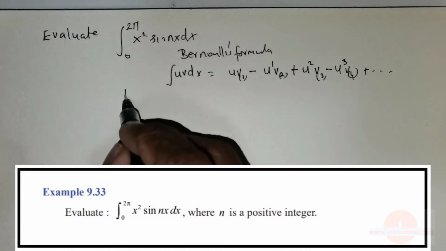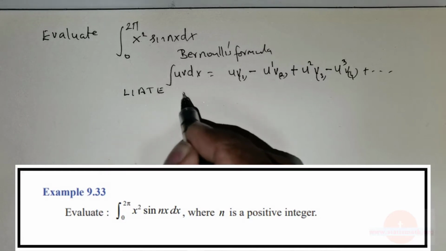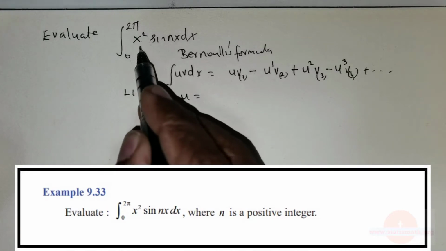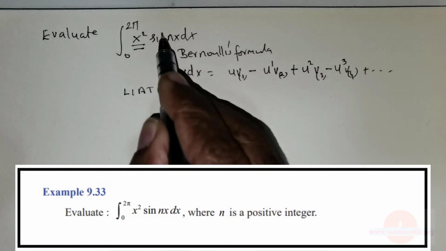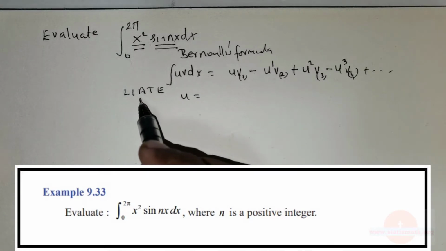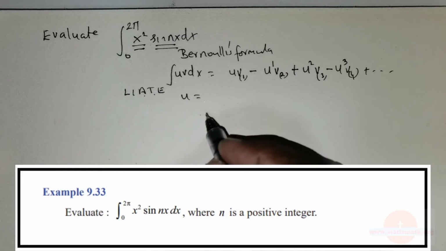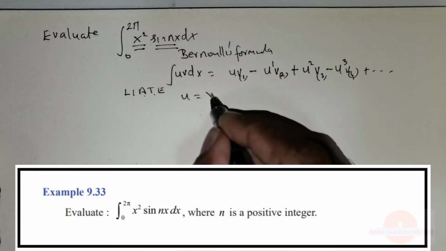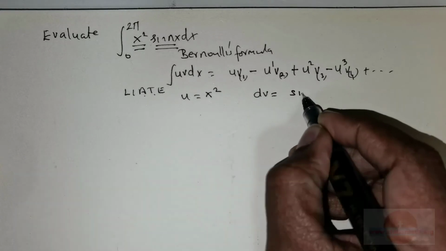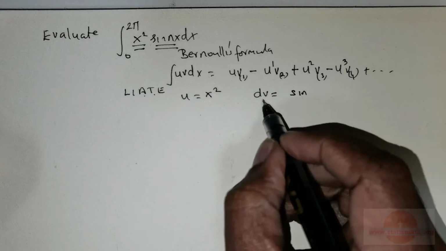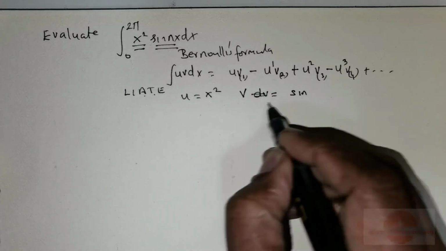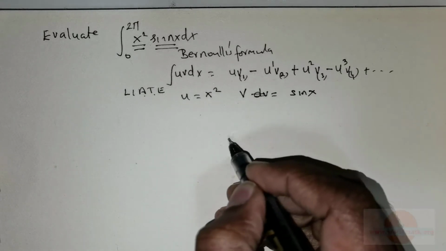Now we would be using the LIATE concept to assign the value for u. So we have an algebraic function here and a trigonometric function. Clearly the algebraic function comes before the trigonometric function. So let u be equal to x squared and, instead of taking it as dv, we are expected to take it as v. So let v be sine x.